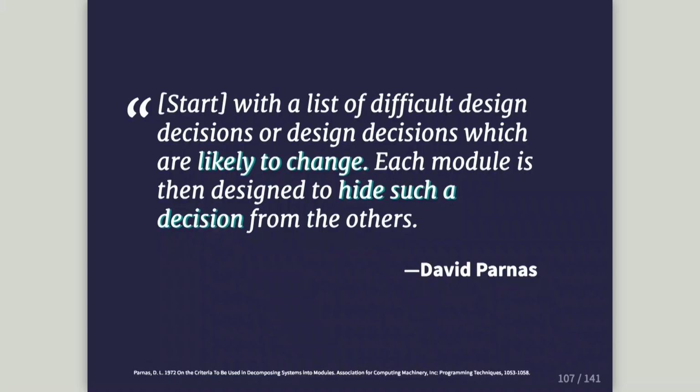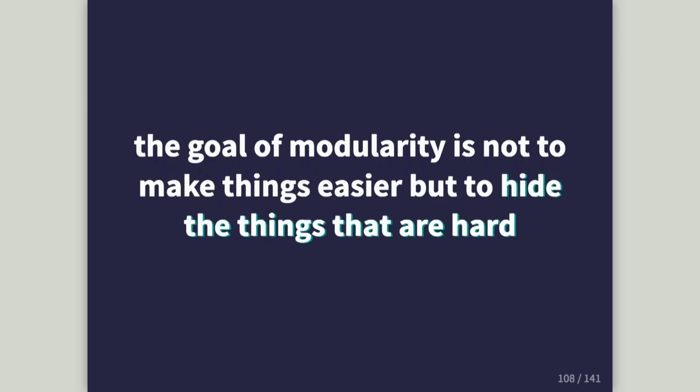He says, start with a list of difficult design decisions or design decisions which are likely to change. Each module is then designed to hide such a decision from the others. The goal of modularity is not to make things easier. It's to hide the things that are hard. Again, when I ask, why do you module? Everyone moduled because of testing, but everyone moduled because they could think about it easier. But what we should be doing is taking the tricky parts and making sure that they go really far away from the other parts so that they don't mess things up when everything changes.